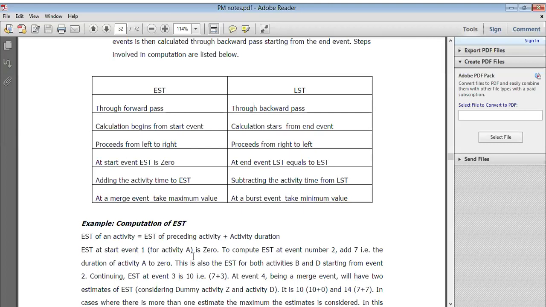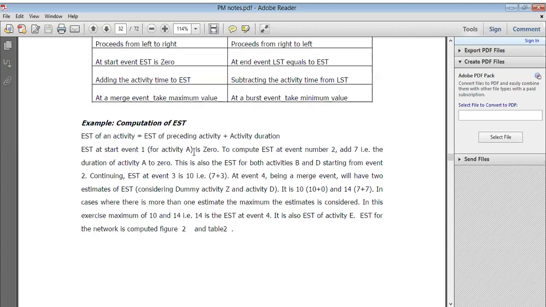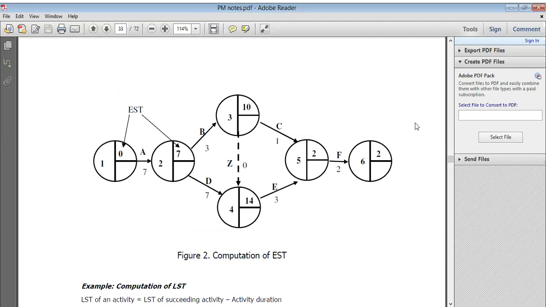Now, next example of EST. EST of an activity is the preceding activity's EST plus the activity duration. EST at the start event 1 for activity 2 is 0. So to compute earliest start time, at event number 2 it is 7, the duration of activity A, plus 0. This is also the EST for both activities B and D starting from that event, and continuing, EST at event 3 is 10. So here are given the numbers, and on that basis you need to calculate the critical path, right? So if you practiced how to calculate EST, whatever the diagram, whatever the chart you have to prepare, on that basis you start the critical path.